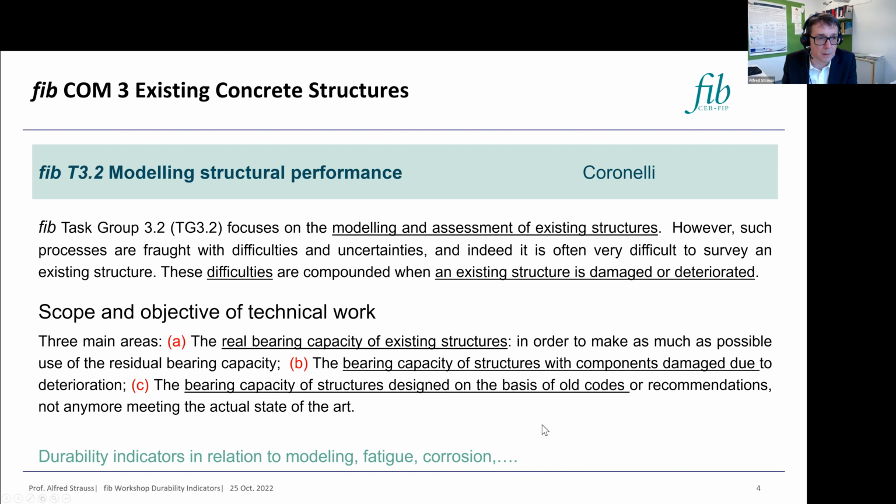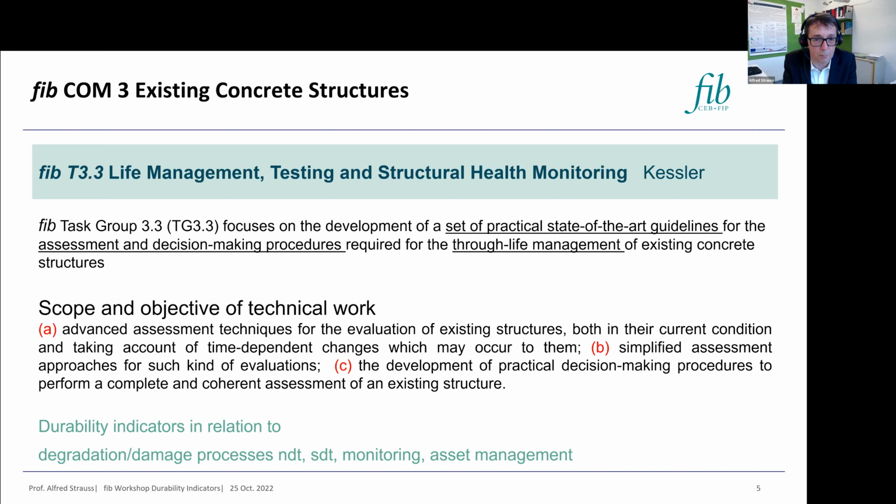Then task group 3.3, life management, testing and structural health monitoring, just chaired by Professor Kessler, and also Maria Pina is here, she's the co-chair. She will maybe also report about this task group 3.3. The idea was to set up state-of-the-art guidelines for the decision-making processes using testing, health monitoring or monitoring systems, and also through-life management, and to define through-life management concepts. Specific objectives in their group are advanced assessment techniques as well as simplified assessment approaches, and also the development of practical decision-making procedures.